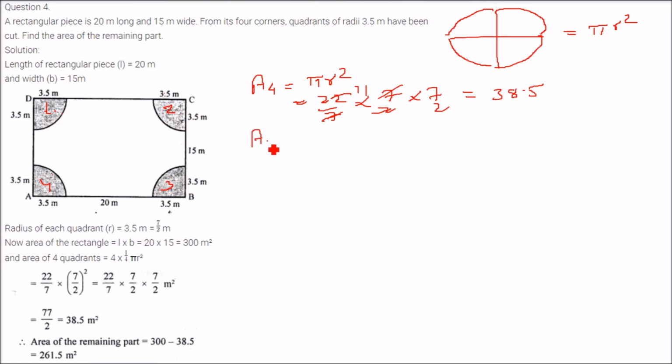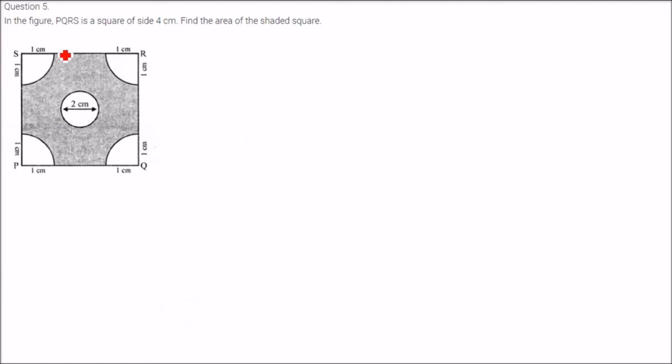And now what is the area of this rectangle? Area of rectangle will be what? This is length into breadth. Length into breadth. So 20 into 15. This is 20, and this is 15, and this is 20. So it is going to be 300. So just subtract this 1, 2, 3, 4 part. So subtract 38.5, and you will get 261.5 meters square as the area of the remaining part.